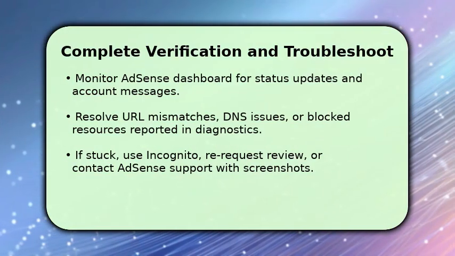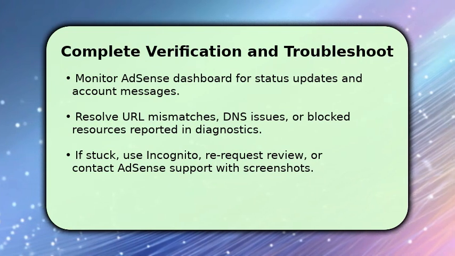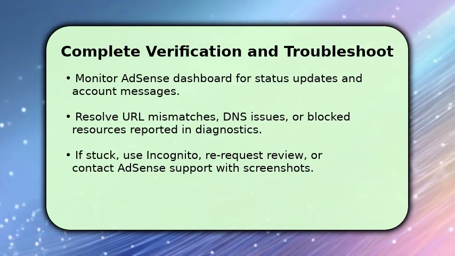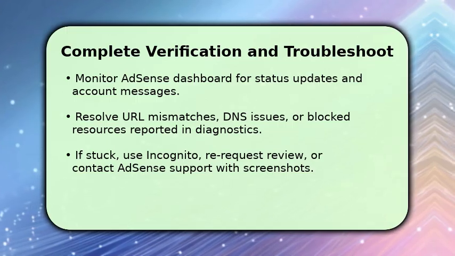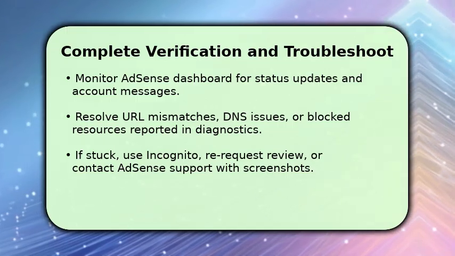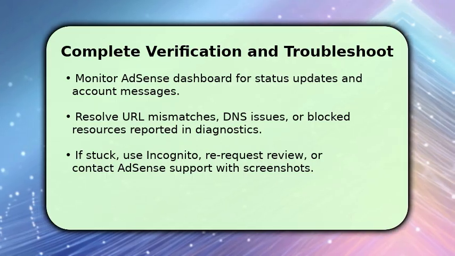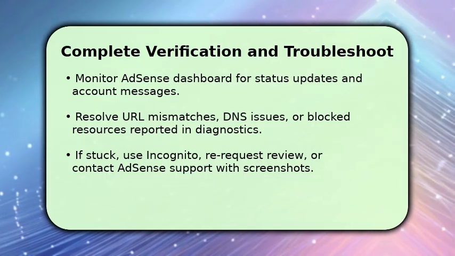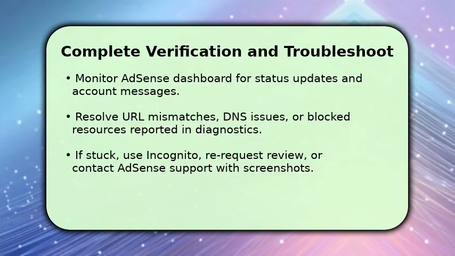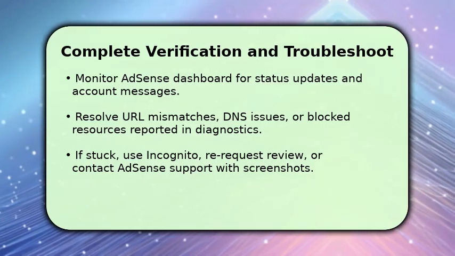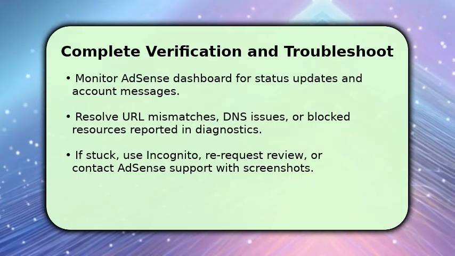Finally, complete verification by watching the AdSense account for status changes and following any specific instructions. Once Google detects your code and content, verification will update. If it fails, check for URL mismatches, blocked robots or CDN rules, and DNS propagation problems. If you still see issues, re-request a review and include screenshots and steps you took.